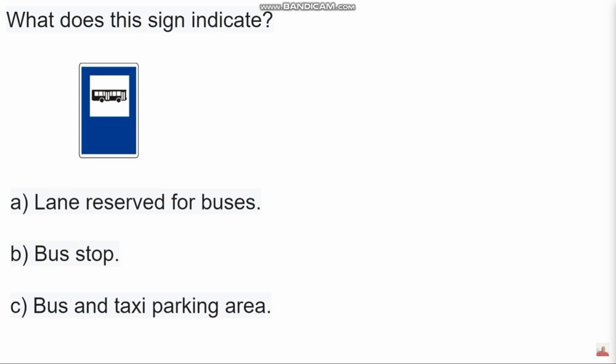What does this sign indicate? A. Lane reserved for buses, bus stop, bus and taxi parking area. So the answer will be the bus stop.